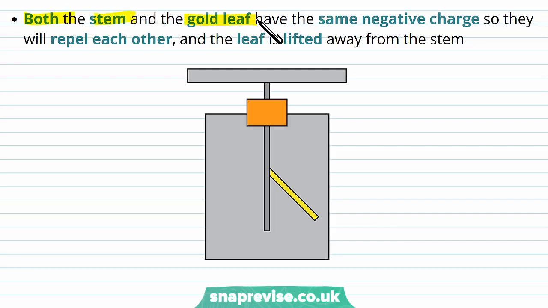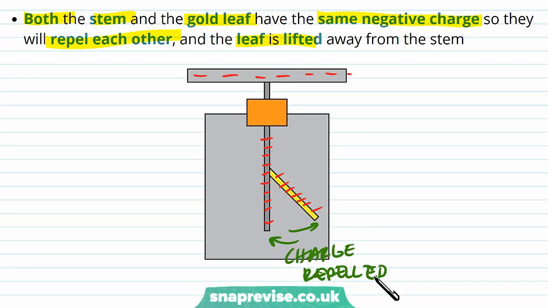Both the stem and the gold leaf have the same negative charge, so they will repel each other and the leaf is lifted away from the stem. So now that our negative charge has extended down to the metal stem and the gold leaf, we know that two negative charges repel each other. So the gold leaf and the stem are going to be repelled. And as the two negative charges repel, the gold leaf is going to move up.